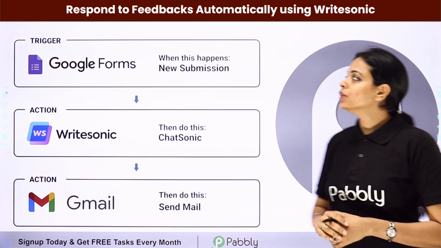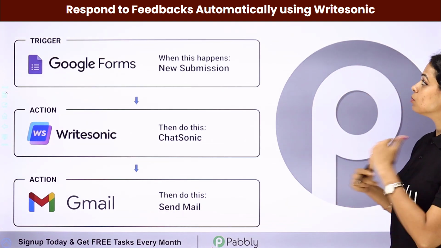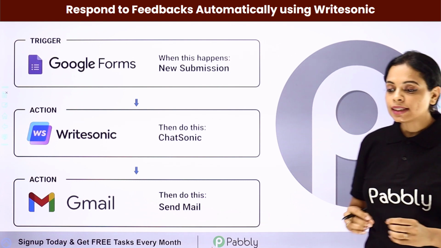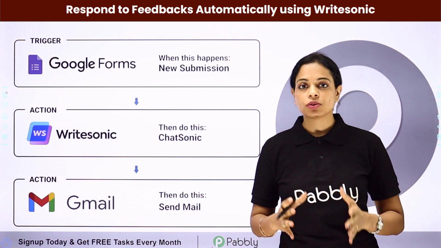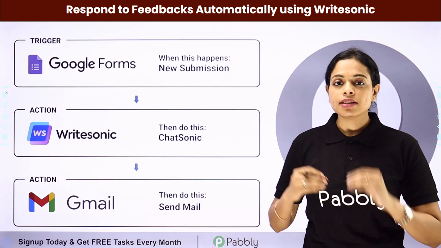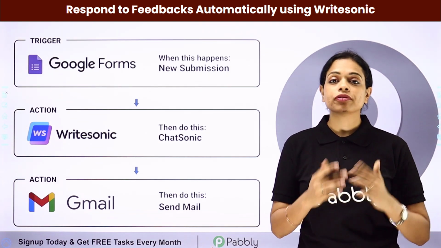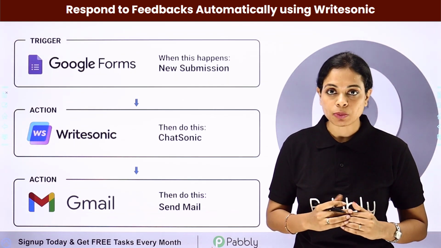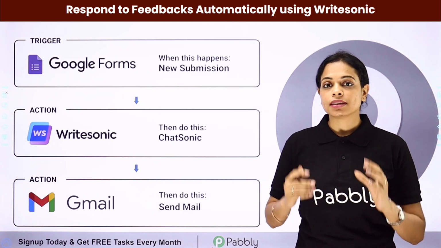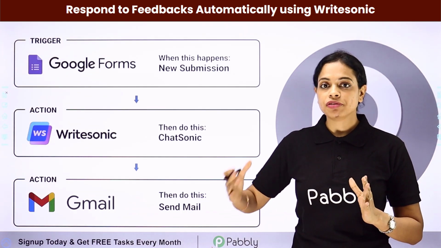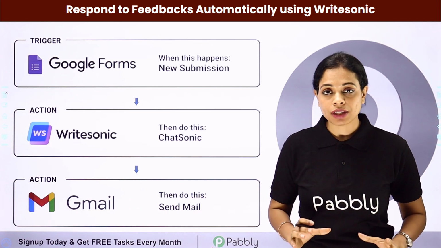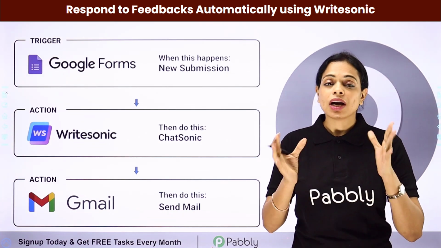In this video, we are going to see how to respond to feedbacks automatically using Writesonic. So let's say that there is a new change in the policy in your office and now the HR is asking you to submit certain forms on the basis of the policy and they want to just get the feedback. Now what they want is they want to reply to each and every feedback, but they want to save a lot of time. They don't want to do this manually. Now how can that be done?